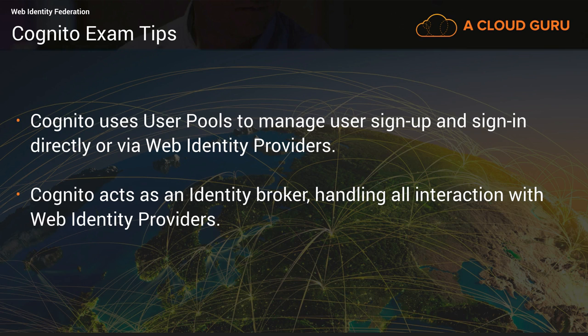So what are our exam tips for Cognito? Remember, Cognito uses user pools to manage user sign up and sign in either directly or via web identity providers, think Facebook, Amazon, and Google. It also acts as an identity broker, handling all interaction with the web identity providers.